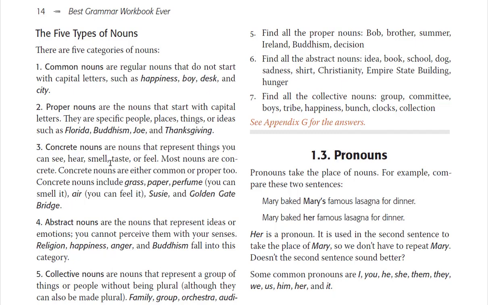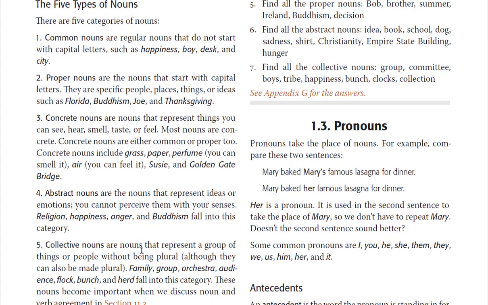Concrete nouns are nouns that represent things you can hear, taste, or smell, like grass, paper, perfume, or you can feel it, Susie and Golden Gate Bridge. Abstract nouns represent ideas, and you cannot perceive them with your senses. Religion, happiness, anger, Buddhism are all abstract nouns.